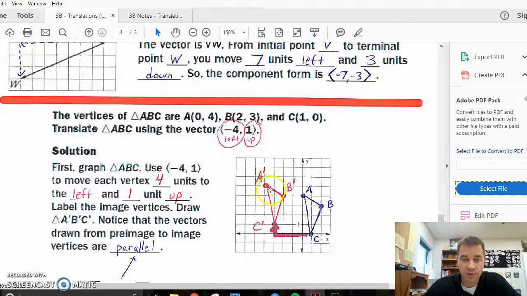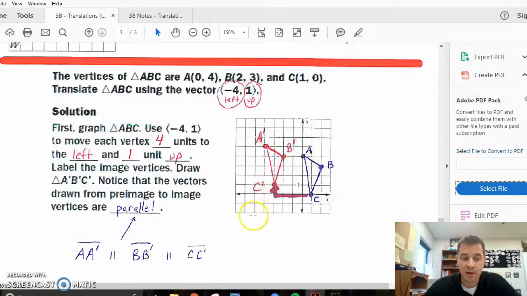When you connect those 3 points, you've got your new triangle, and it says, notice that the vectors drawn from the pre-image to the image are parallel. I didn't actually draw those lines, but what they're talking about is that if you drew a vector, an actual line going from A to A prime, another from B to B prime, and another from C to C prime, you would have 3 diagonal lines and they would all be parallel. You could consider them to be written like this if you drew those actual lines or line segments. You would see that all 3 of those end up being parallel because every single point is shifted in the same direction.